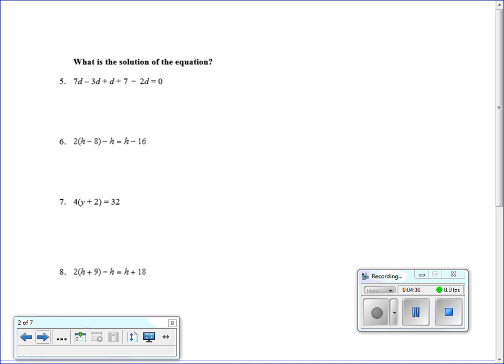Question 5. What is the solution to the equation? Okay, when we are solving equations, first thing is to check for, is there distributive property? So do we have the distributive property happen? And we do not. Then we look at combining like terms. Okay, we do have like terms. Remember that like terms have the same variable to the same power. So we've got 7d minus 3d and plus d that are all like terms. 7d minus 3d gives you 4d, and 4d plus d gives you 5d.